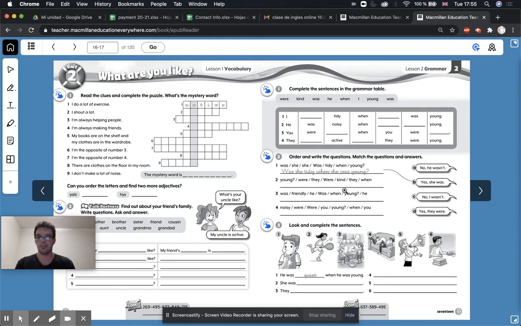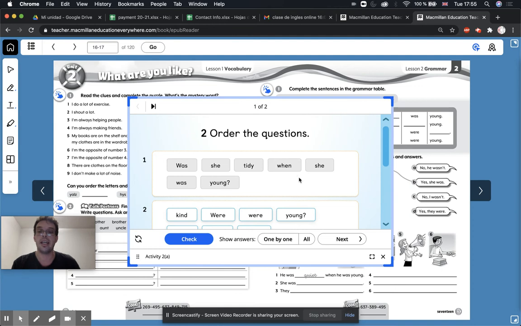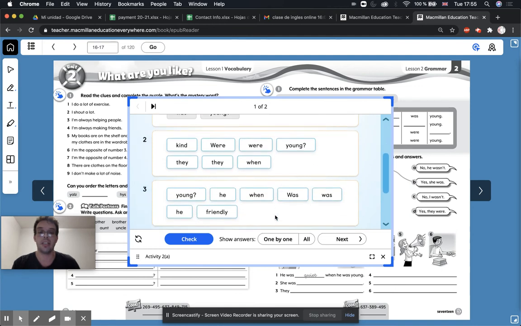Okay, so let's make sure we have all the questions written correctly in exercise 2. Were they kind when they were young? Number 3, was he friendly when he was young? And number 4, were you noisy when you were young? Okay, and now we can answer them. We can answer the questions.